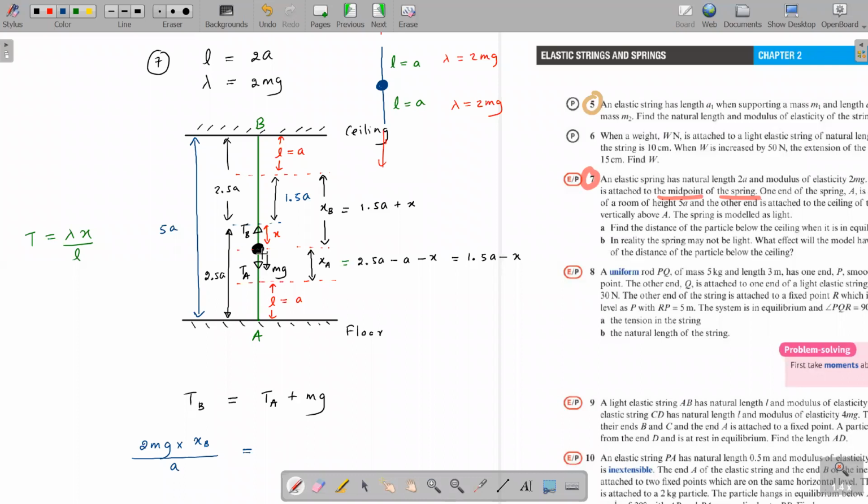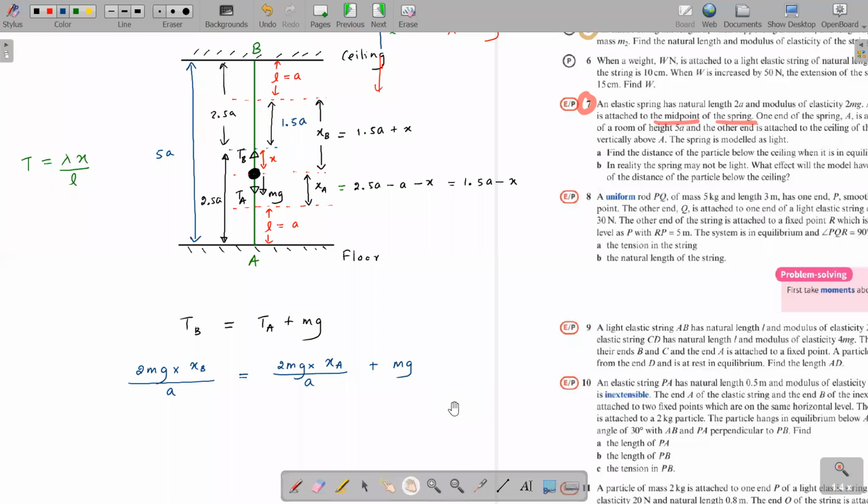Tension A comes from spring A. So lambda, once again, lambda of spring A is also 2mg, and the extension is XA. Lambda x over L, the natural length. What's the natural length of spring A? A. So this is tension B equals tension A plus mg.